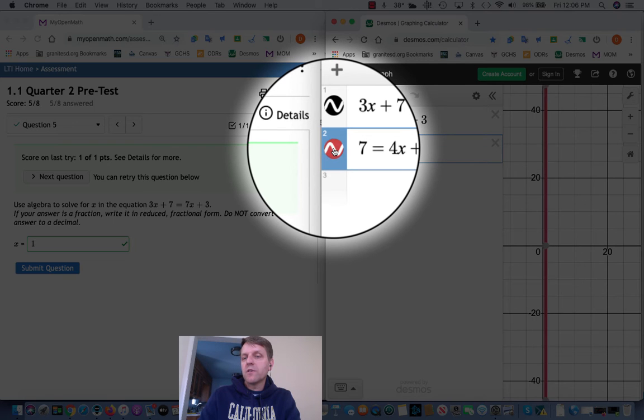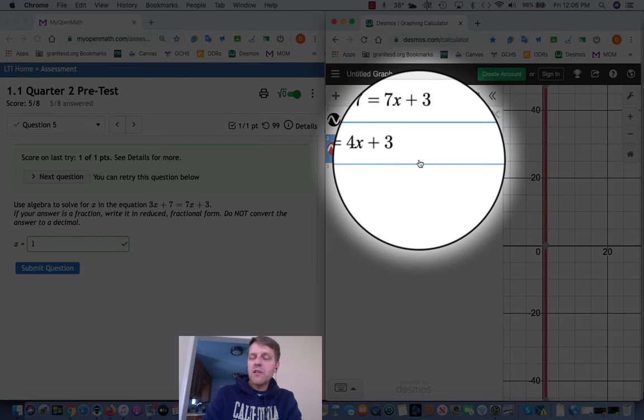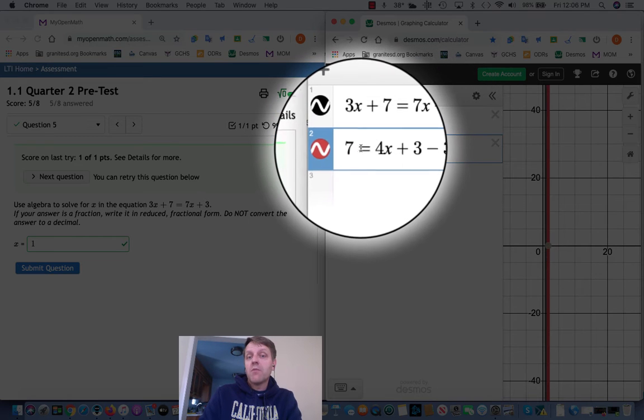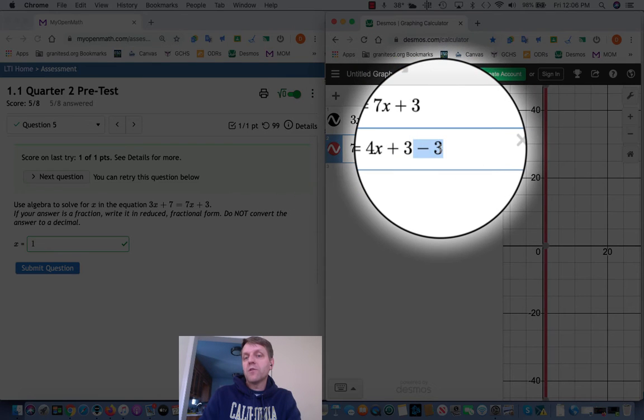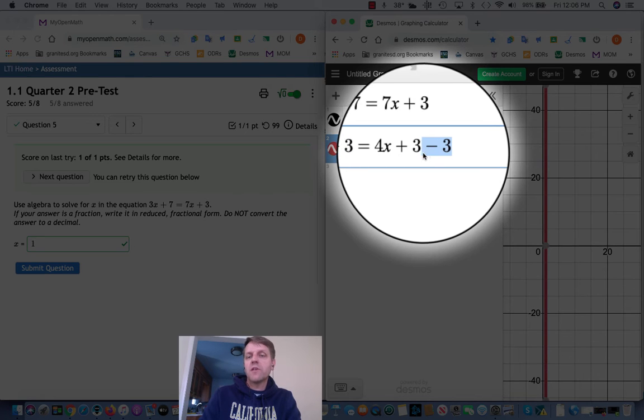7x minus 3x is the same as 4x, because 7x's take away 3x's is 4x's. And you can see that we're still good, we're still the same. And then this 3, let's just take that 3 away. Let's just subtract 3. But we have to do it to both sides. That's the rule of algebra. You can do anything you want so long as you do it to both sides of the equal sign.